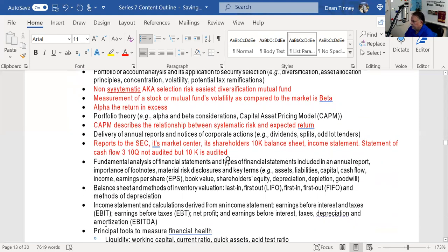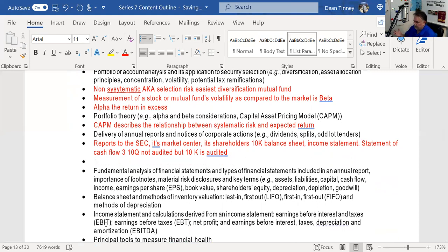Delivery of annual reports and notice of corporate actions. For example, at the end of each quarter, the board's going to get together and decide based on our net income or lack thereof. We have an income statement. Top line is revenue. Bottom line is hopefully black in earnings, net income. So we've taken care of everything else. And then we decide how much we're going to retain and how much we might decide to declare as a dividend. So the board would decide whether we're going to declare a dividend. Once they declare it, it becomes a current liability of the corporation.